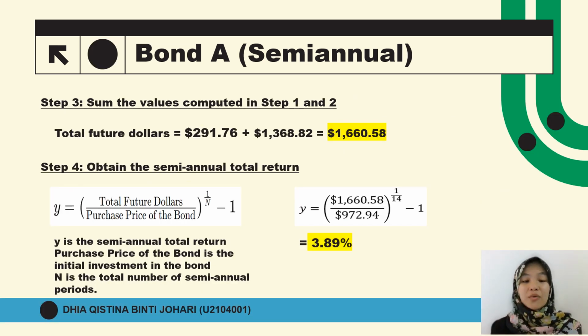Continue is step 3, which is just add on the answer in step 1 and step 2, which resulted to $1,660.58. And we'll continue with the last step, which is to obtain the semi-annual total return. So we just jot down and using the formula, it stated that N is the total number of semi-annual periods, and it is 14, which has already been calculated in the previous step, and the answer resulted to 3.89%.